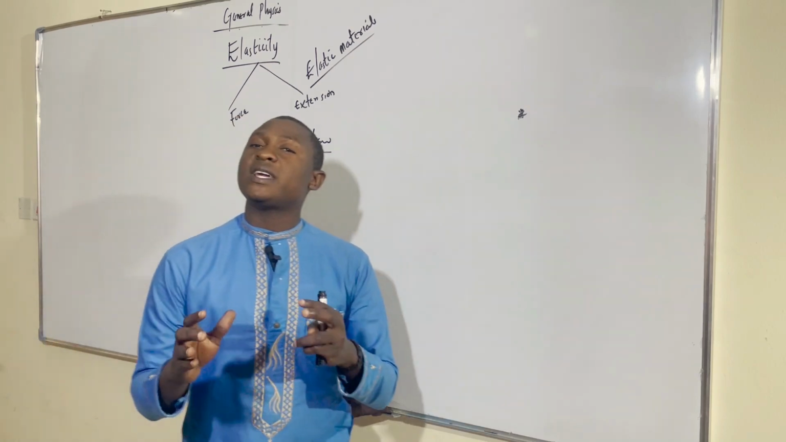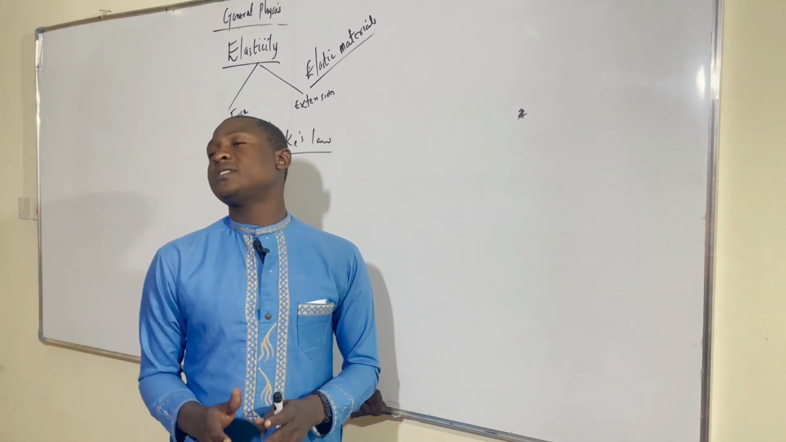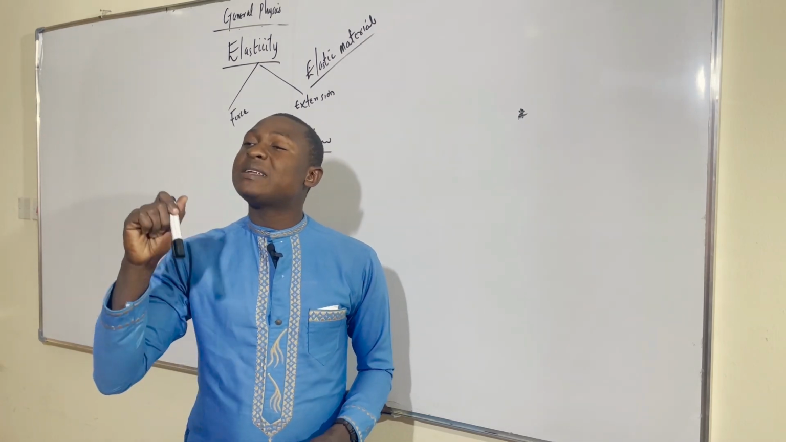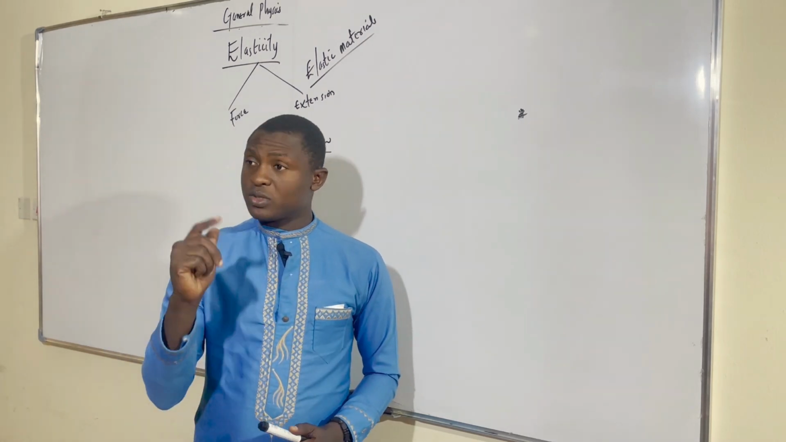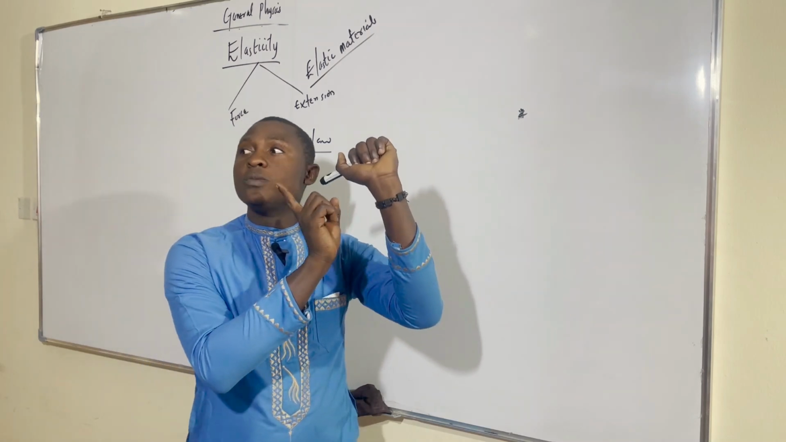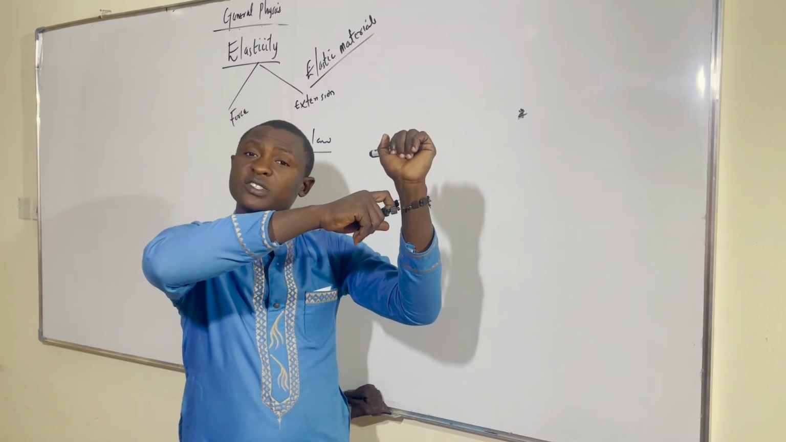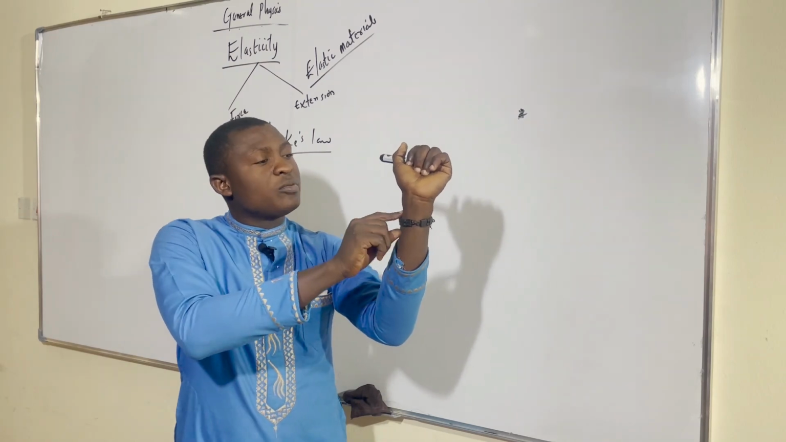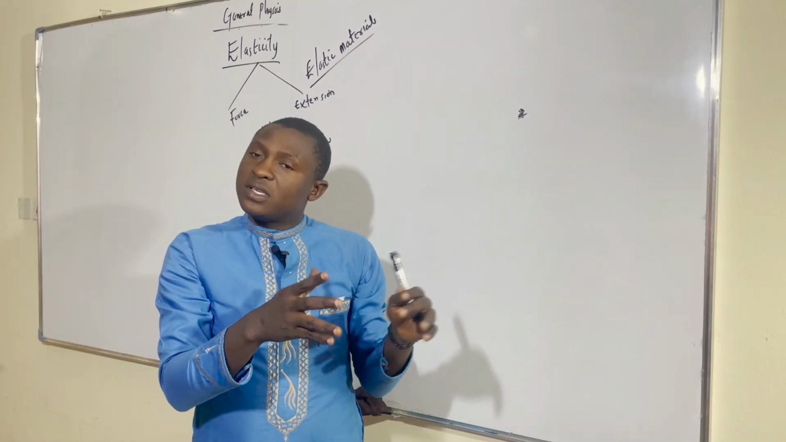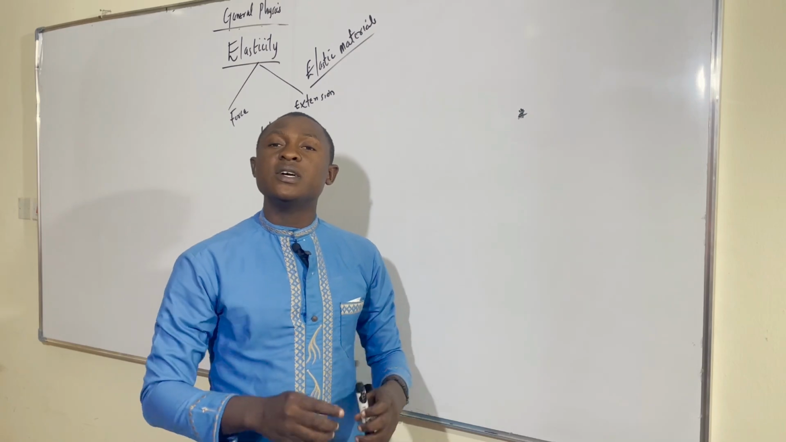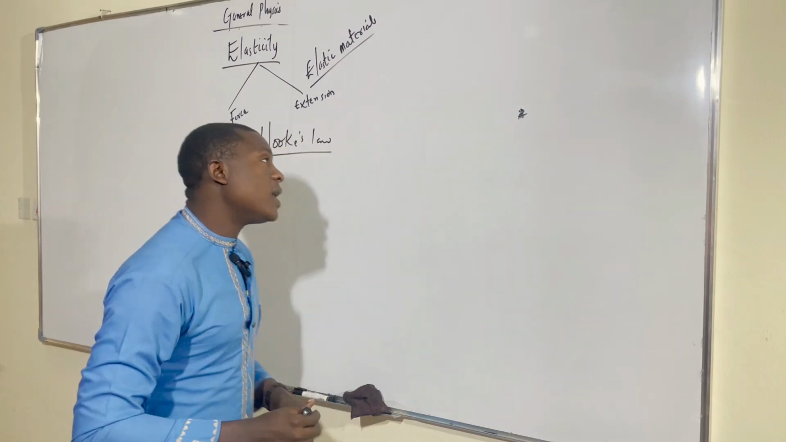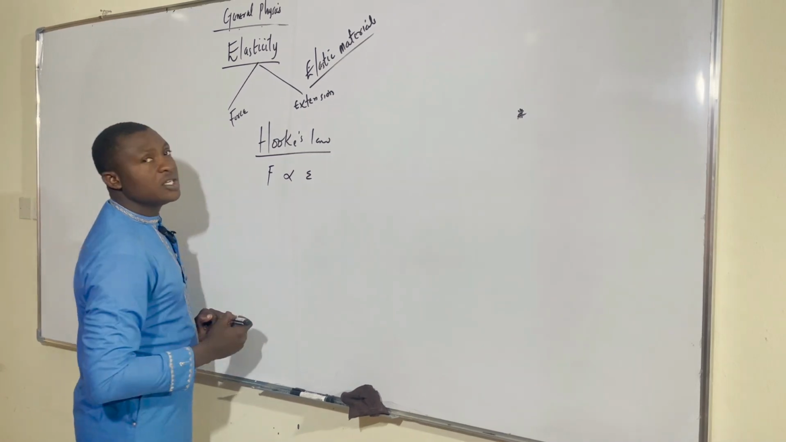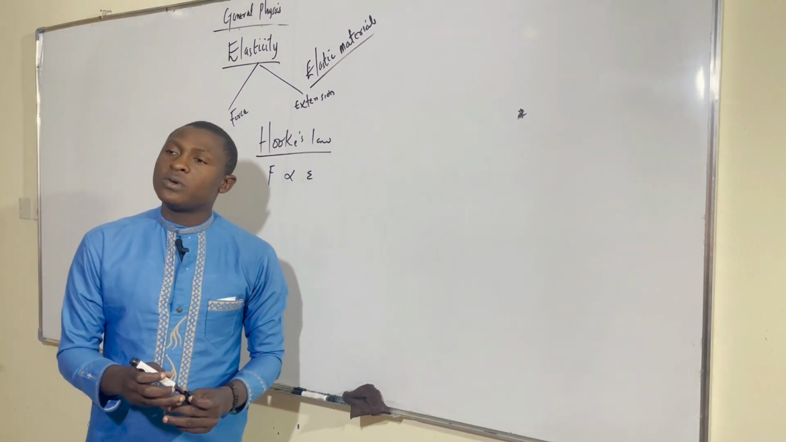Hooke is saying that, provided the elastic limit of a material is not exceeded, the extension of an elastic material will always be directly proportional to the load applied to it. What does that mean here? For example, if you look at this object, if I expand it, the more force I apply to it, the more extension it will cause, so long as it doesn't reach its limit. The moment it reaches its limit, it can affect the elastic material. So provided that, the force applied will always be directly proportional to the extension it causes. Meaning, the more the force, the more the extension.